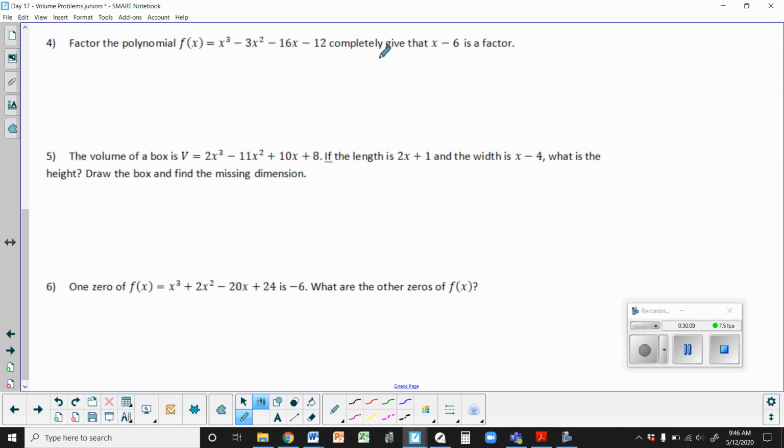And then 4, 5, and 6. For 4, factor the polynomial completely when we know this is a factor. And then how about this last part here? It says the volume of a box is this. If the length is a certain part and the width is a certain part, what is the height? It says draw the box, so make sure you draw it, and then find the missing dimension. So if we have length and width, we're finding height. All right, and then number 6, what are the other zeros? Notice that it says one of them is x equals 6.